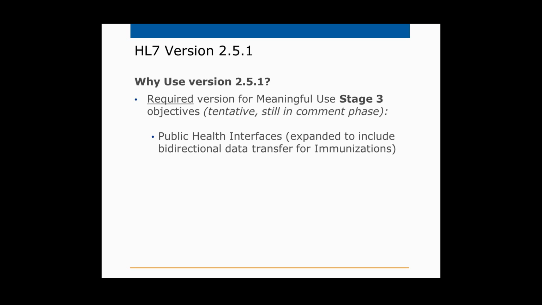Specifically, if you look at the public health interfaces, those contain the same public health interfaces that we saw in stage 1 and 2, the three outbound: syndromic surveillance, immunization, and reportable labs for the state. But we're also seeing in stage 3 that the public health interfaces are now being expanded to include additional information, cancer registries and some other things, but also bidirectional for immunizations. If you look at the language for stage 3, the immunizations call for sort of a query and return model, and that does use 2.5.1. Again, the clinical documents as well, same as stage 1 and stage 2.